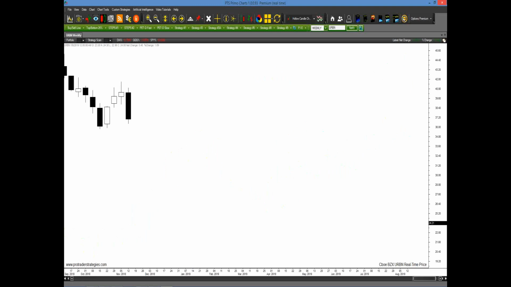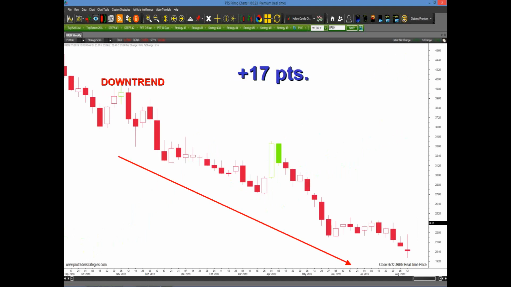How about Urban? Here's a weekly chart. Once again, someone looking at this would say, well, not enough information, but you see a series of red, one green, followed by another red. That is a downtrend setup. You can apply any strategy you want to the downside, or if you're long, you could use this to get out. Doesn't matter. The stock fell 17 points, and you had more chances to go short if you wanted to.